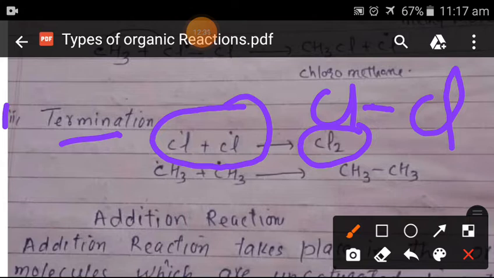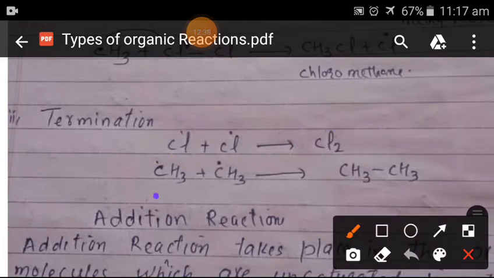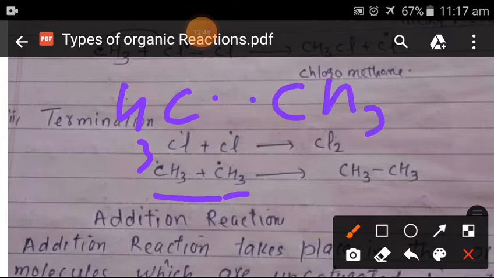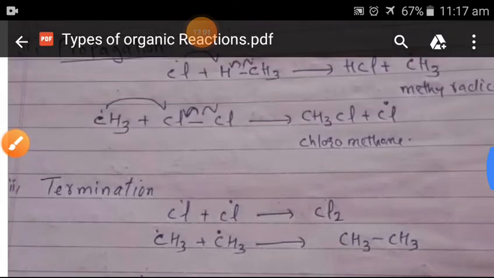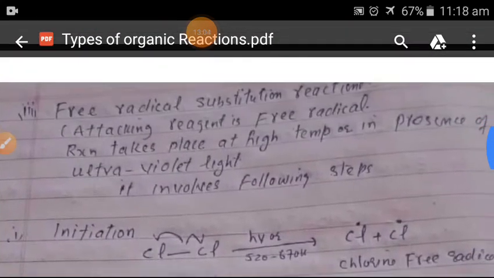So this is the end of the free radical generation. For example, there are also two methyl radicals, CH3, each having an unpaired electron. They will combine with each other to form what? This is called ethane, so C2H6. Clear? So this is how the termination reaction takes place. So this was all about the free radical substitution reactions.